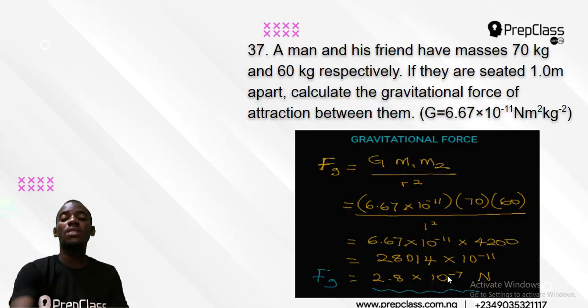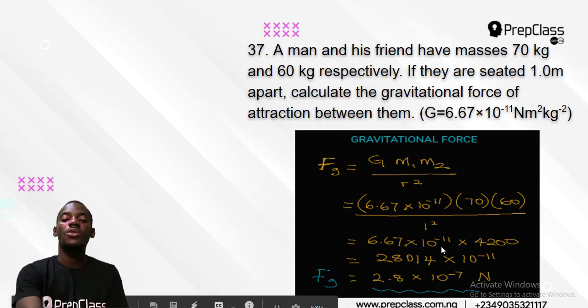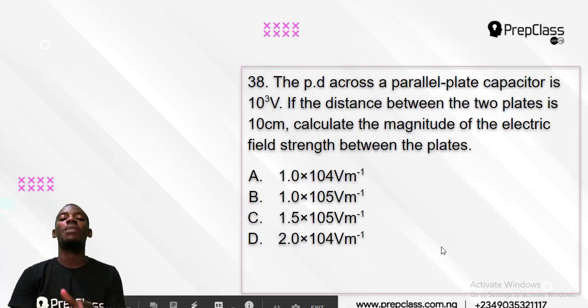Don't forget, the most important part is the formula Fg equals G m1 m2 over r squared, and that is the formula for gravitational force any day, anytime. This is called the Newton law of universal gravitation. This is the equation that it's based on, and that is the answer for this question. Now let's go on to the next question, number 38.